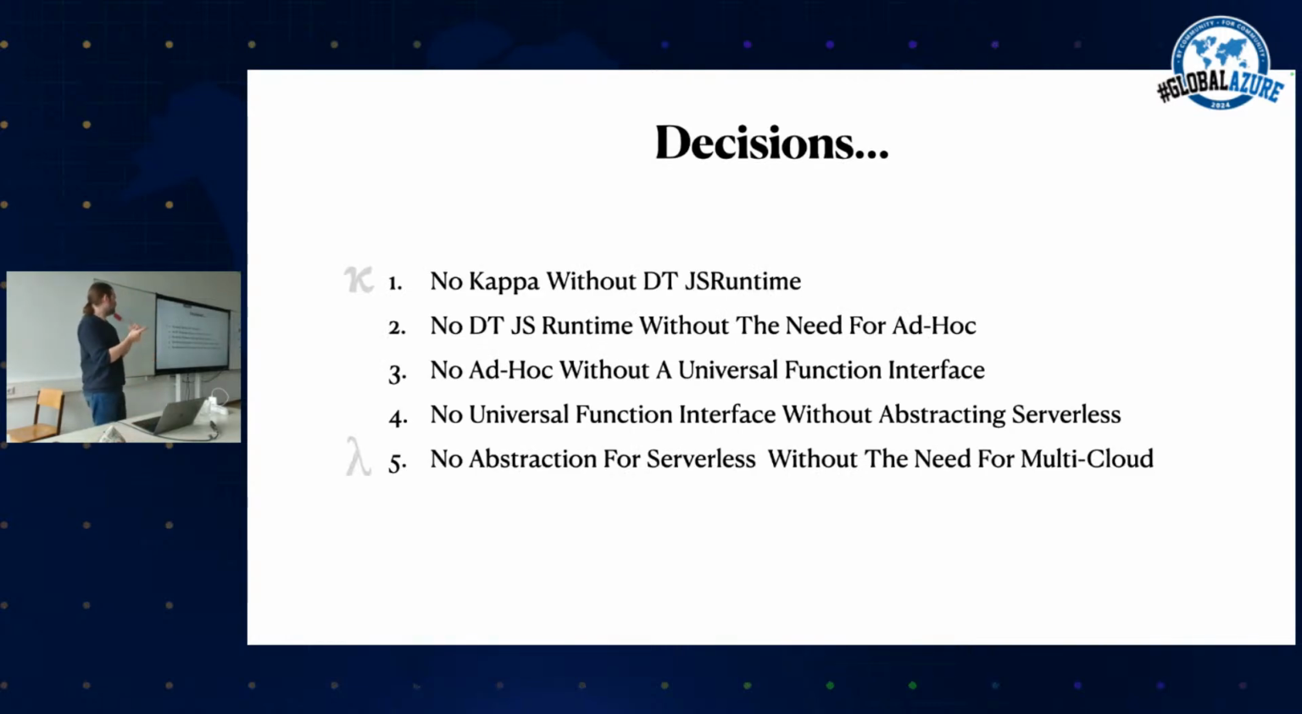There wouldn't have been Kappa without our own Dynatrace JavaScript runtime. There wouldn't have been the Dynatrace JavaScript runtime without the need for ad hoc functions. The ad hoc functions couldn't have worked without the universal function interface, where we removed everything from the invocation details. The universal function interface wouldn't have happened if we hadn't abstracted serverless, because we wanted to go multi-cloud at one point. And no abstraction for serverless without the need for multi-cloud.